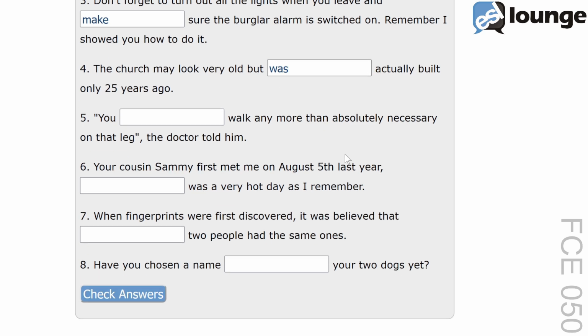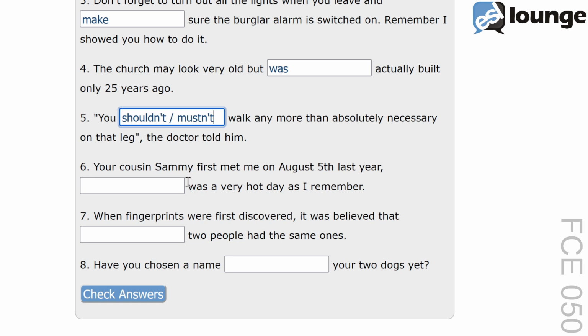On to question 5. You blank walk any more than absolutely necessary on that leg, the doctor told him. The correct answer is shouldn't. Shouldn't is used to give advice against doing something. For example, you shouldn't eat so much junk food. Another example is, he shouldn't drive so fast. Another possible answer for this question is mustn't, which is much stronger than shouldn't.